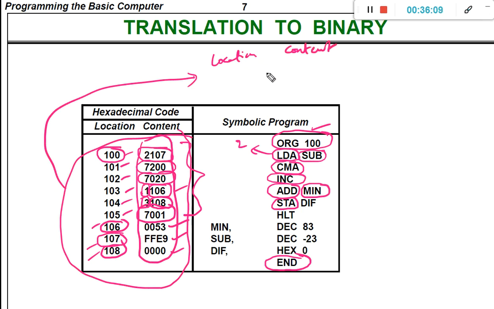So location, content. Location is 100. What is the content? The content will be in hexadecimal 2, 0010, 0001, 0000, 0111. So like this, we can just convert the content of the hexadecimal into binary. Then it is going to represent the actual machine code, which will be in binary format. Okay.